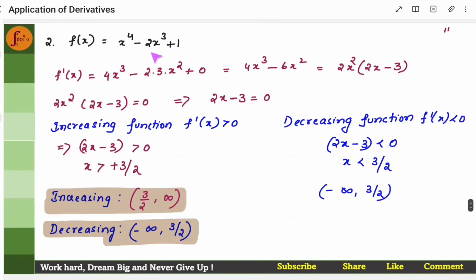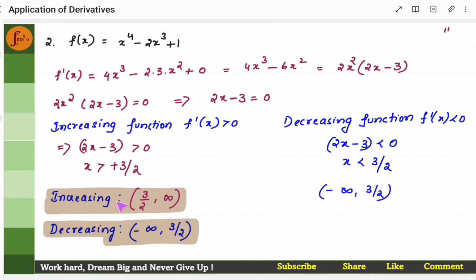So let's take another problem. You have a function, find the derivative. When you find the derivative, you get 2x square into 2x minus 3. If you simplify this, when this 2x square comes this side, it becomes 0. You are left with 2x minus 3 is equal to 0. Now, for an increasing function, derivative should be greater than 0. So, 2x minus 3 greater than 0, which means x is greater than 3 by 2. If I shift all the values on the right hand side, I'll get x greater than 3 by 2, right?